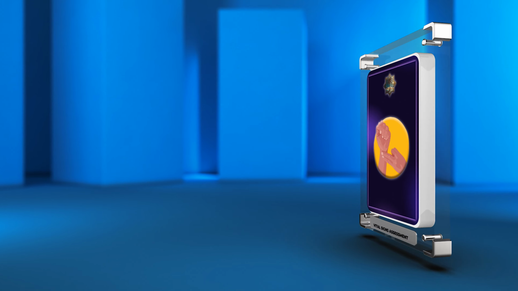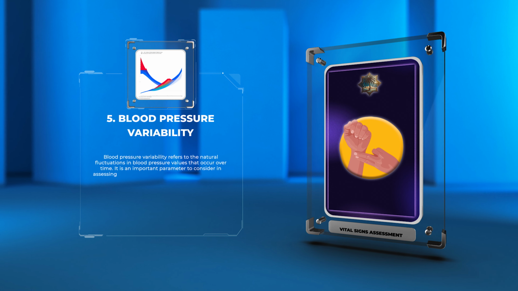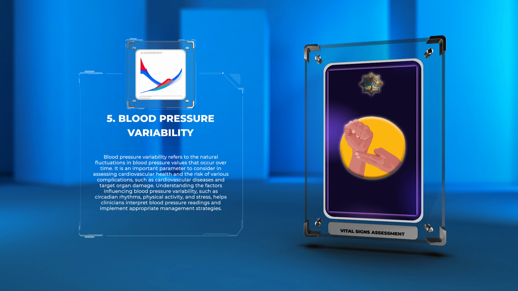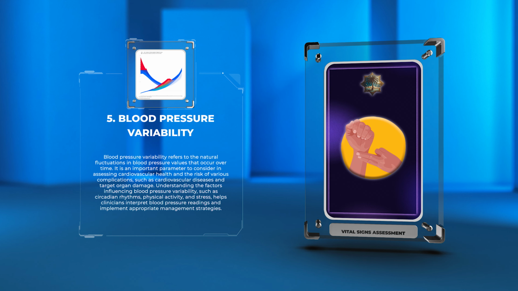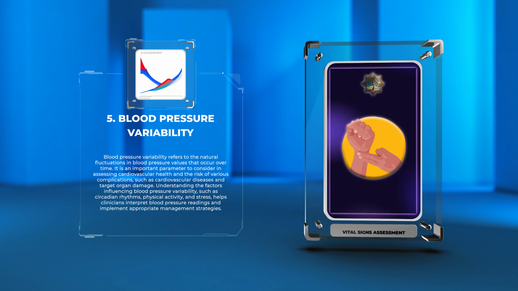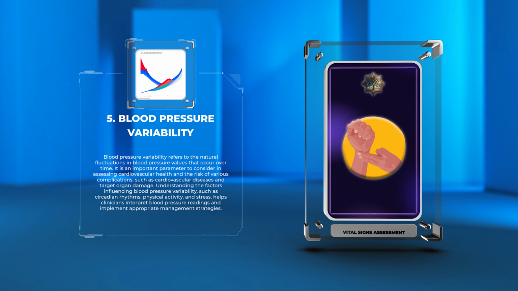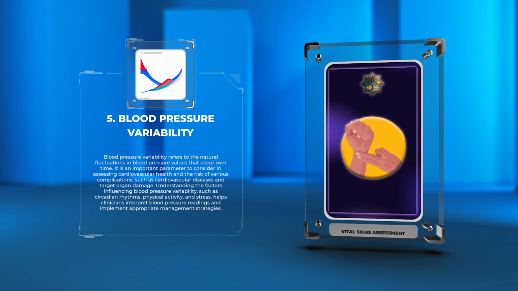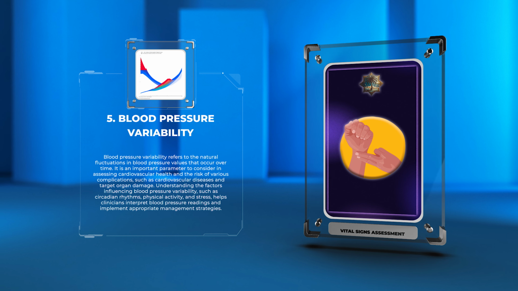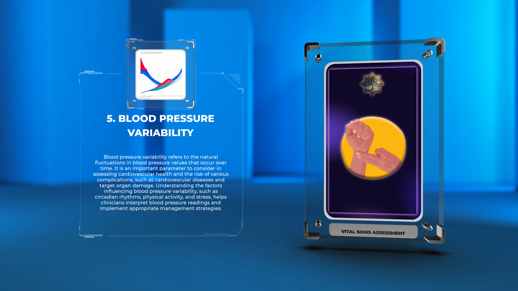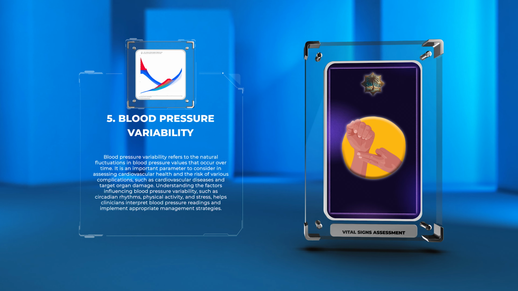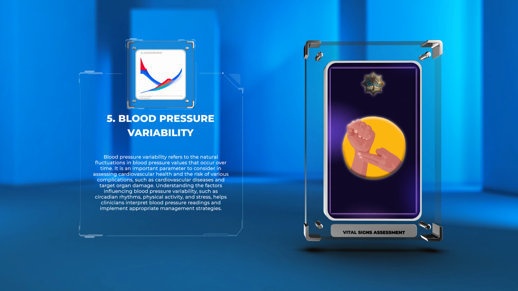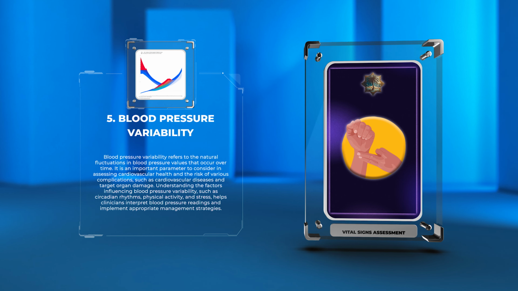Blood pressure variability refers to the natural fluctuations in blood pressure values that occur over time. It is an important parameter to consider in assessing cardiovascular health and the risk of various complications, such as cardiovascular diseases and target organ damage. Understanding the factors influencing blood pressure variability, such as circadian rhythms, physical activity, and stress, helps clinicians interpret blood pressure readings and implement appropriate management strategies.